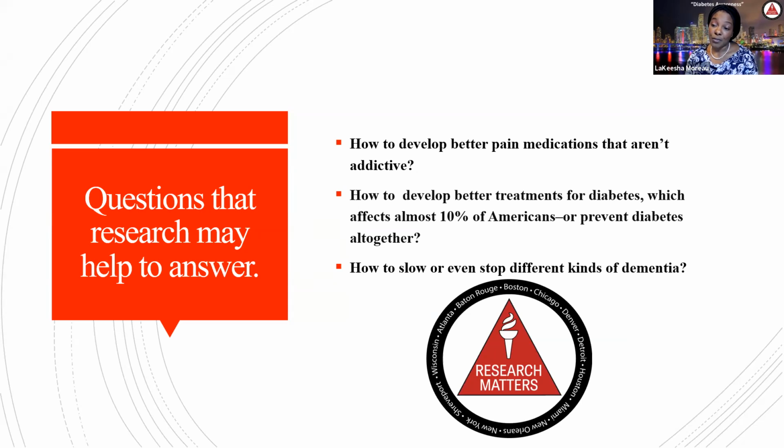We can develop better treatments for diabetes, which is what we're going to talk about tonight. And it affects almost 10% of Americans. And that is something that can be prevented altogether. It can also tell us how to slow or even stop different kinds of dementia.